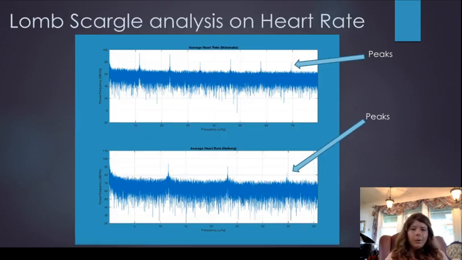We also did a Lomb-Scargle analysis on the heart rate data to confirm that there are rhythms within the human physiology. On both of these graphs, you can very clearly see definitive peaks. This, of course, most likely arises from some sort of circadian rhythm within the human physiology.